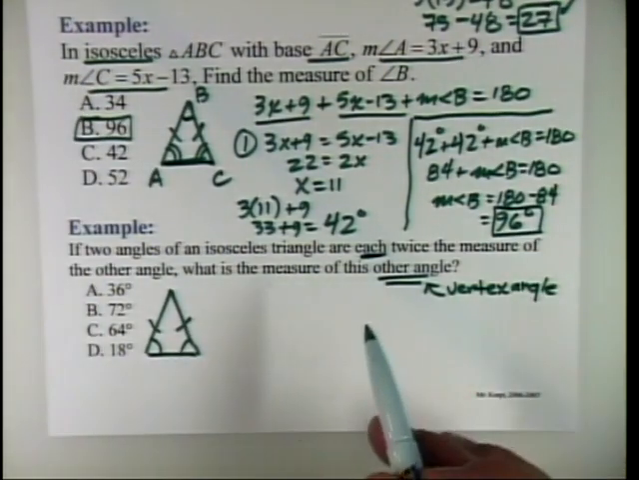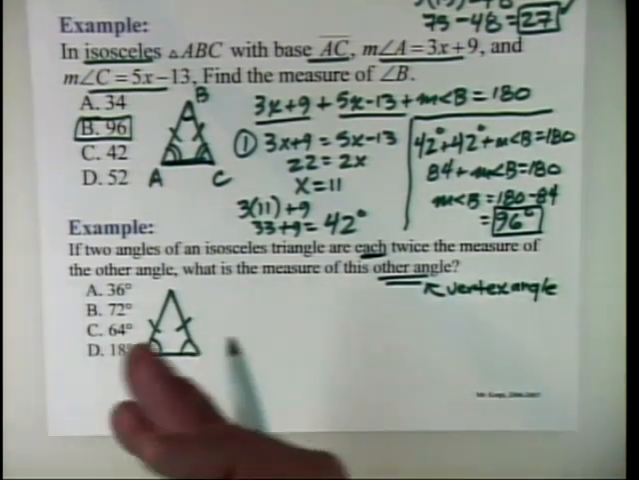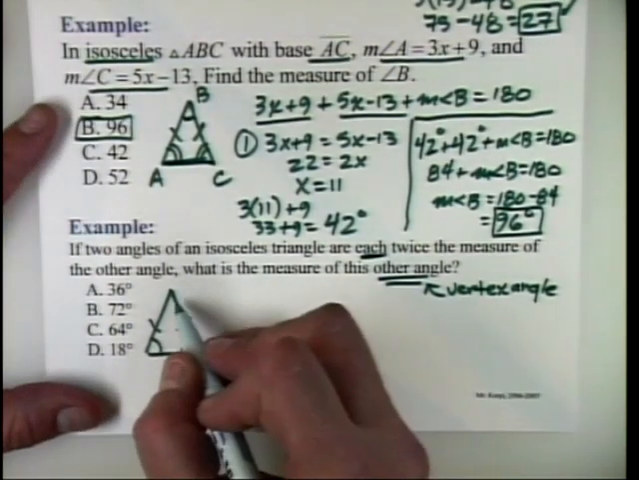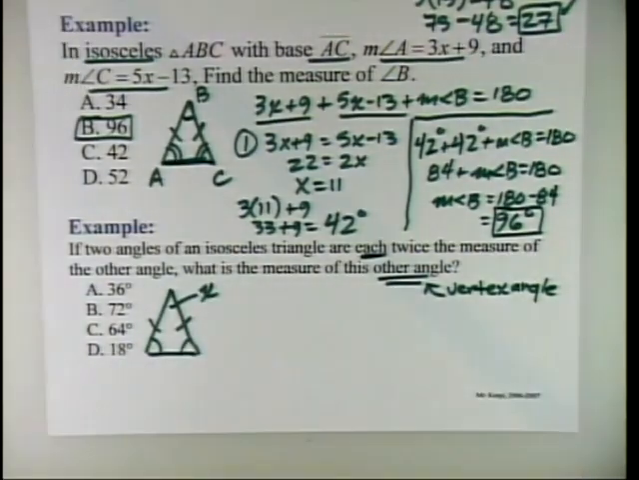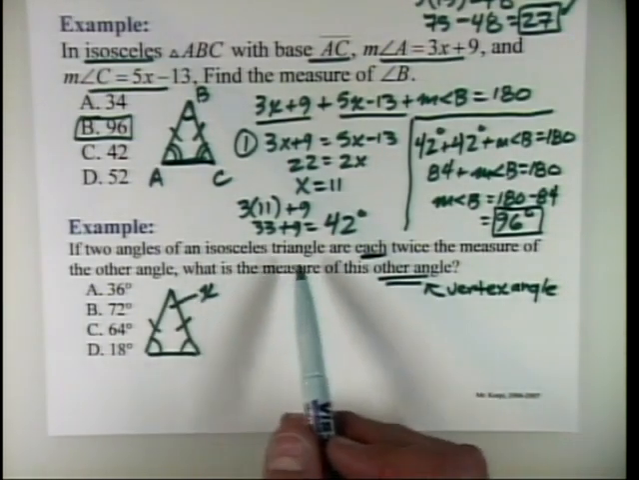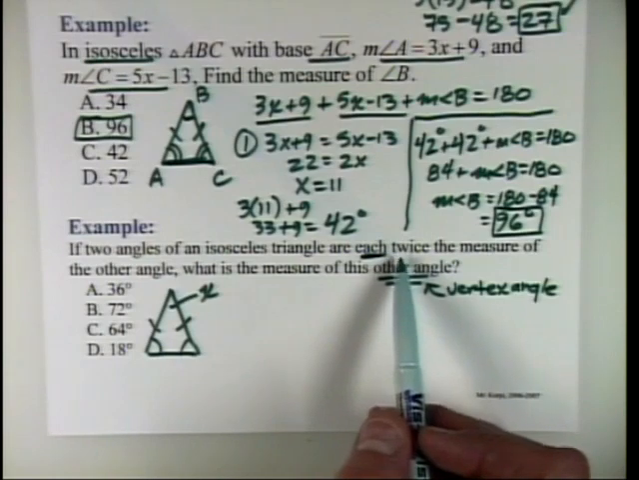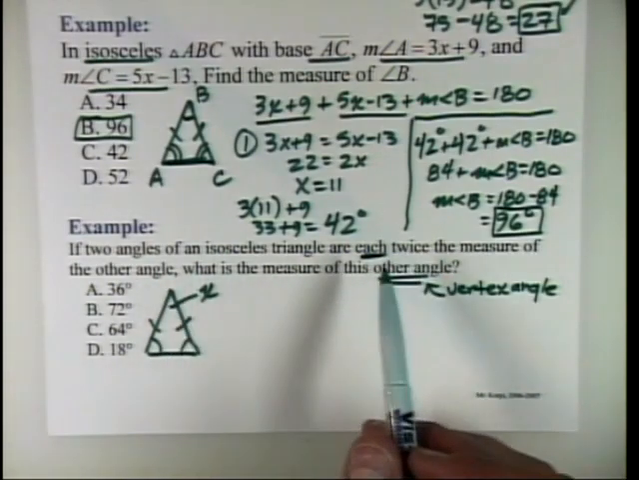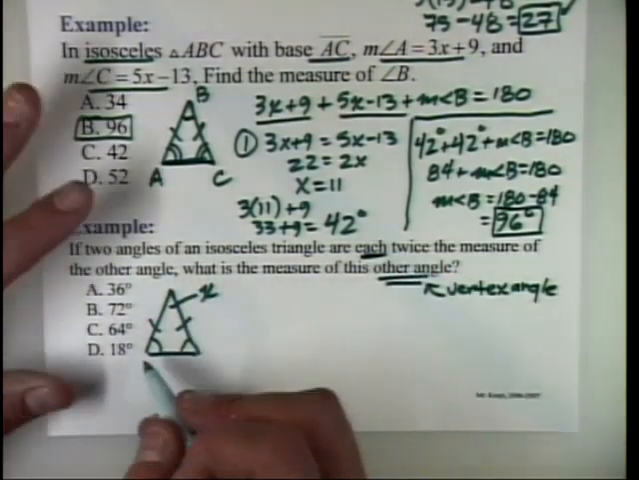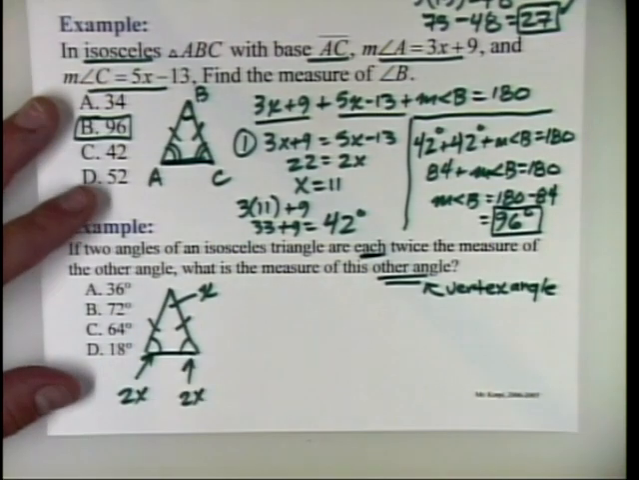Now in mathematics, if we don't know what something is, we can assign it a variable. It gives us a character that we can work with. So I'm going to call the measure of that x. Now I need to write the other two base angles in terms of x. How do I do that? It says that the other two angles are each twice the measure of the vertex angle. So twice the value of x is 2x. So I know that this angle is 2x and this angle is 2x.